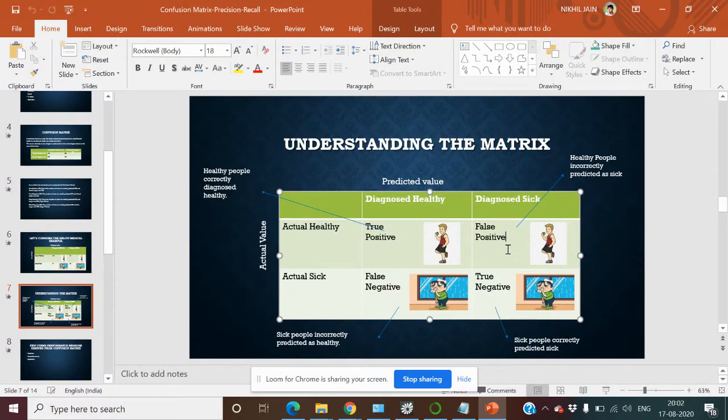Okay, let's move ahead. The model predicted sick and actual was healthy. This is like healthy people being incorrectly predicted as sick. What we mean by this is the model predicted incorrectly for the healthy people. The model predicted healthy people to be sick. Then we have the patients who were actually sick, but the model predicted healthy. And we have true negative, where people were actually sick and the model also predicted sick.